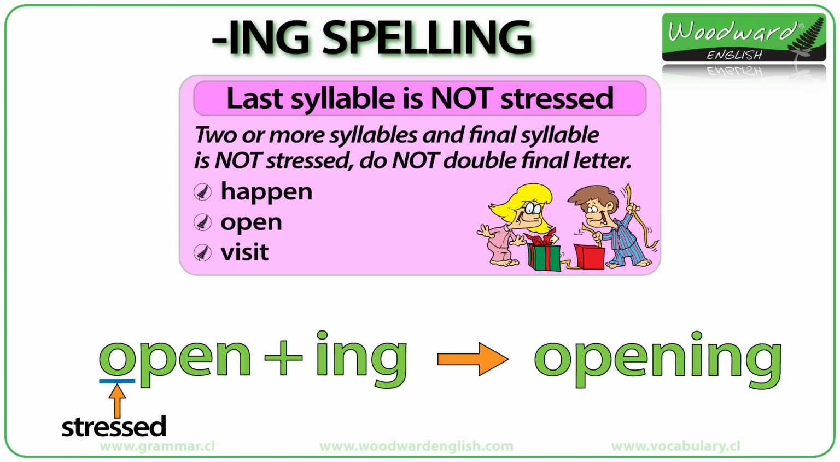Listen to how the last syllable of each verb is not stressed. The first syllable of these verbs is stressed. Happen, open, visit. Listen to where the stress is again. Happen, open, visit. The last syllables are not stressed, so we just add ing to the end of each.